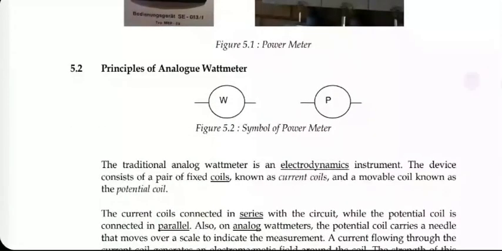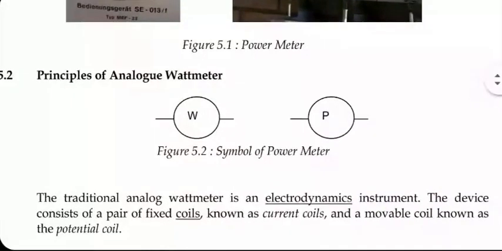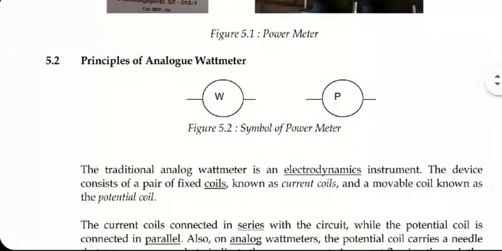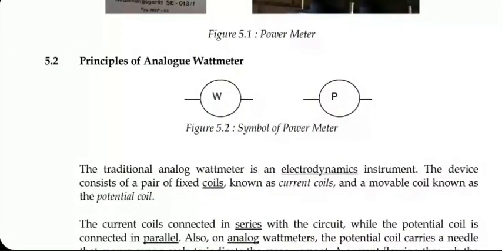First of all, the symbol of a power meter is a circle with either W or P written in it. They are showing only two terminals. There is a third one also. You will see that soon in a diagram. Watt meters or power meters, both words mean the same thing. Power meter is a generic word, and watt meter means you are specifically talking about measuring the real part of the complex power.